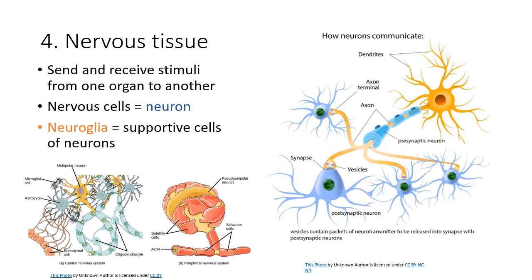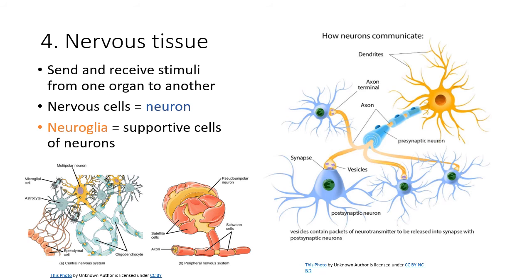Nervous tissue is for conducting signals throughout the body. Of course, your brain is made of nervous tissue, and all your nerves are. There are two basic cells: the neurons, which are the nerve cells that actually conduct the signals, and glial cells, or neuroglia, which are supportive cells. You can see those on the bottom left here.